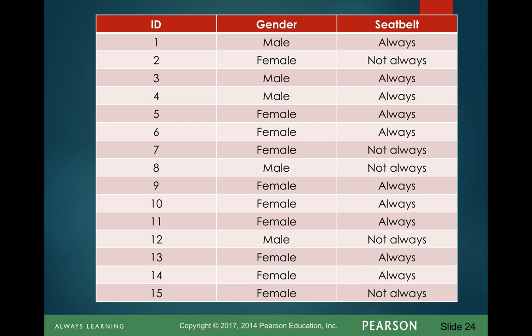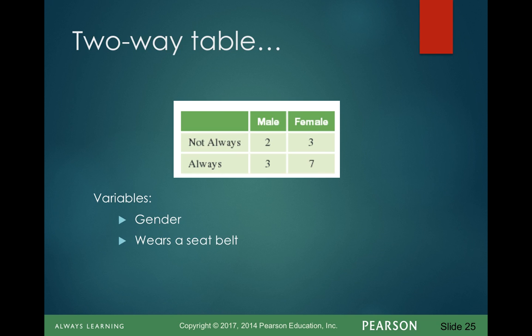So anyway, when I look at this, I know I've got some males and females, and I know that some of them wear a seatbelt and some don't. But if I wanted to investigate further to see if there's any relationship between gender and seatbelt use, I might want to put this information in a two-way table, which I did. So my variables here are gender, which is on my columns, and the rows represent the seatbelt status, either not always or always.